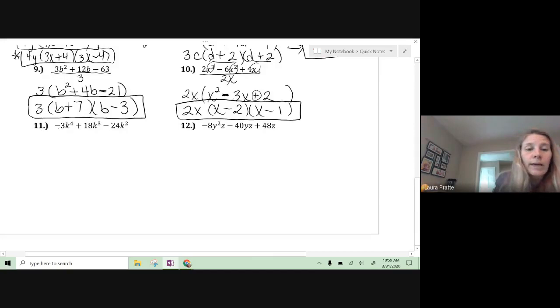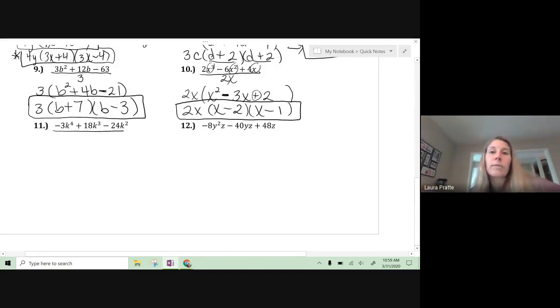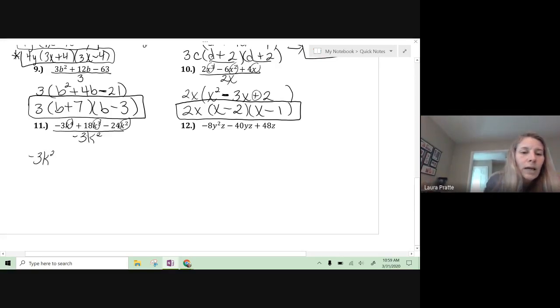So number 11, all three of these numbers can be divided by a 3. And of course, since the lead term is negative, that negative needs to go on the GCF as well. Then we're seeing that there's a common variable here. All three of these terms have a k. The smallest of those k's is k squared, so that is also part of your GCF. So your GCF is negative 3k squared.